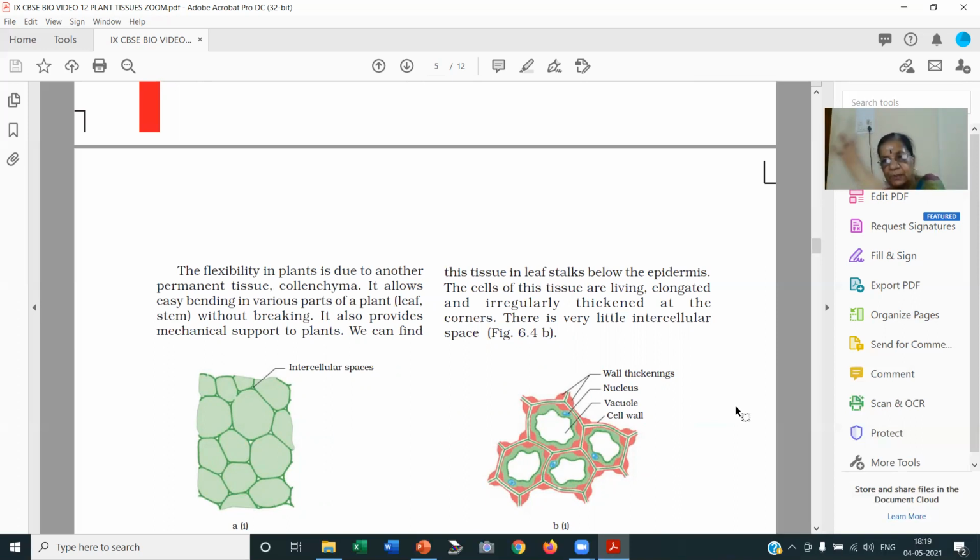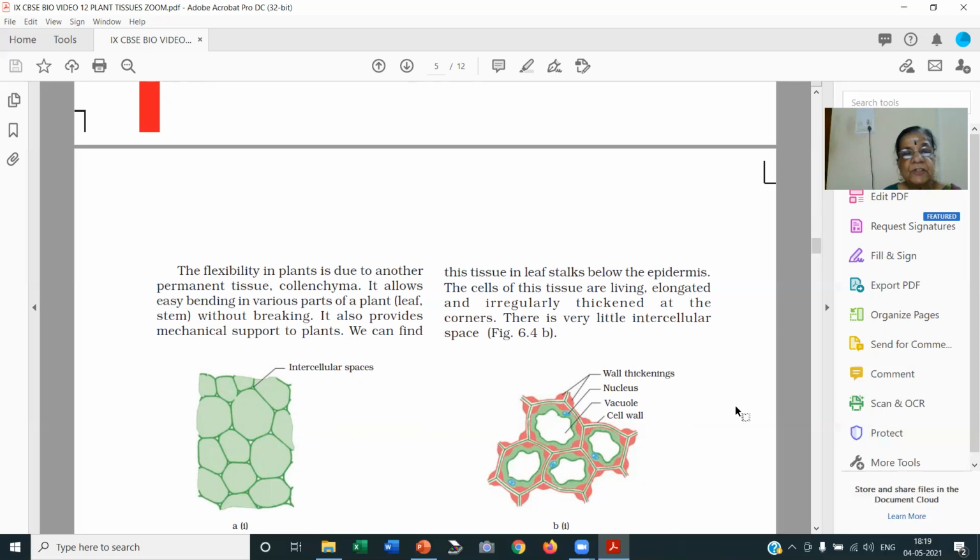The stem will not break except due to heavy weather or climate, when the tree breaks. Otherwise it will not. The flexibility is due to this collenchyma tissue. I hope you follow. So the flexibility in plants is due to another permanent tissue, collenchyma.